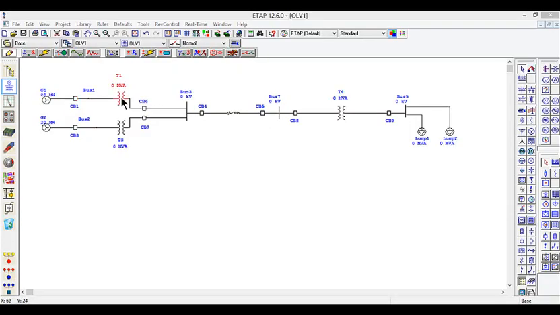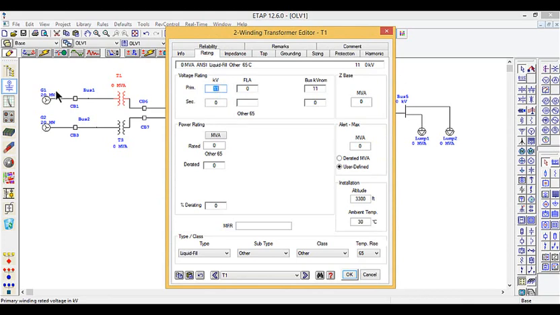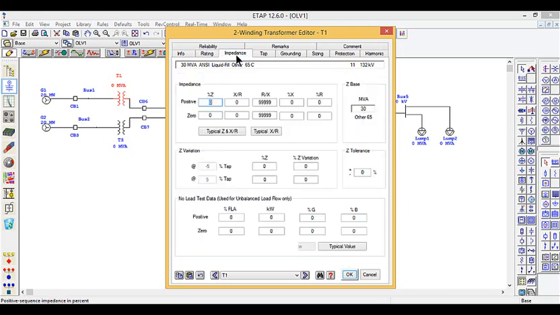Now coming on towards the transformer rating, we go on to the rating tab. The primary voltage has already been assigned because the generator is connected to the primary side of the transformer, and let's assign the secondary voltage as 132 and its rated MVA as 30 MVA. So it calculates the full load current itself. Moving on towards the impedance tab, we need to specify typical values of impedances. Percentage impedance, X by R ratio, that is the ratio of reactance to resistance, of positive and zero sequences.